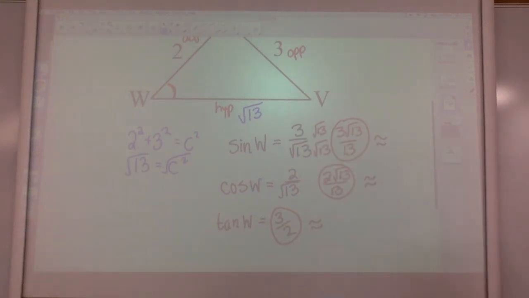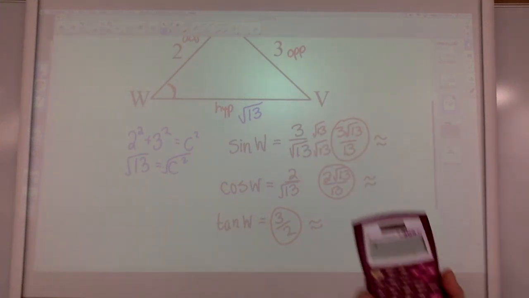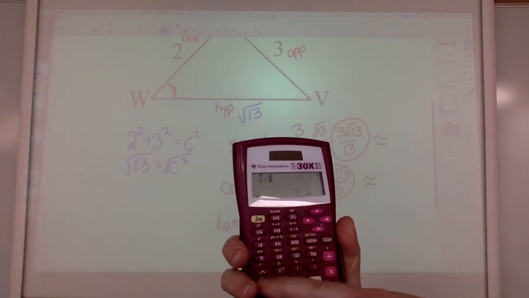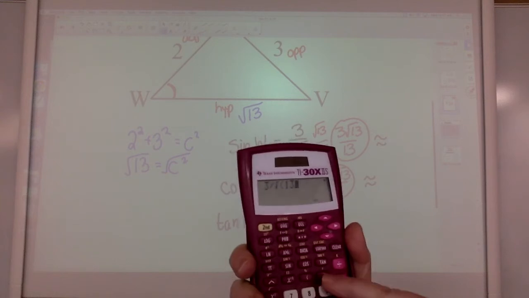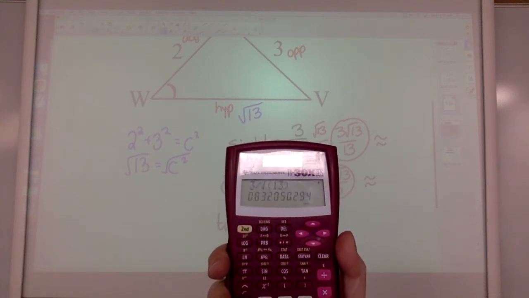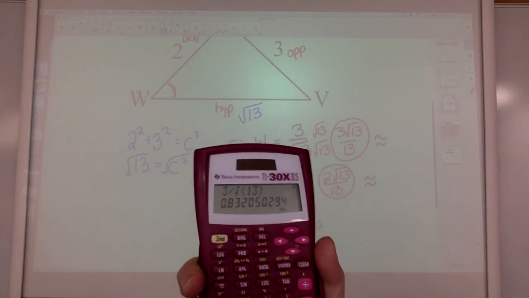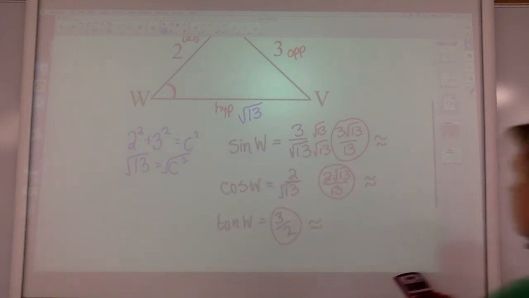And if you want to save yourself a little bit of a headache or time, you'll just type in 3 divided by square root of 13 equals 0.8321.